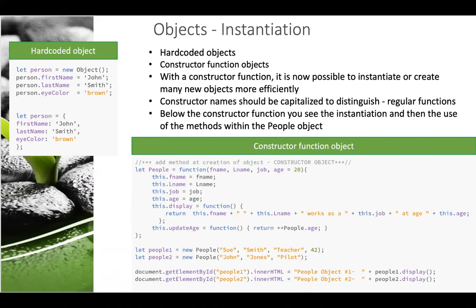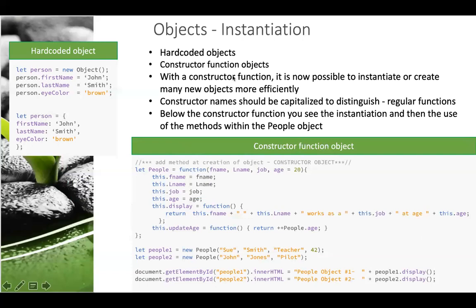Like for instance, if you had a game and you had only one world in which they exist. So maybe hard coding the world is fine. But most often, if you're talking about people, you're going to have more than one person, and so you're not going to want to hard code that. So you want to use a constructor function object.